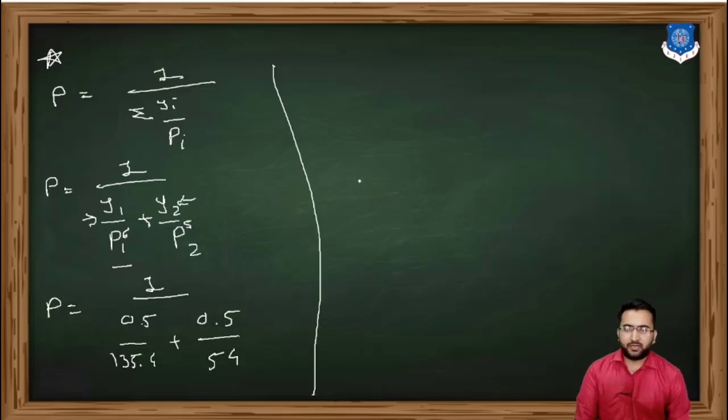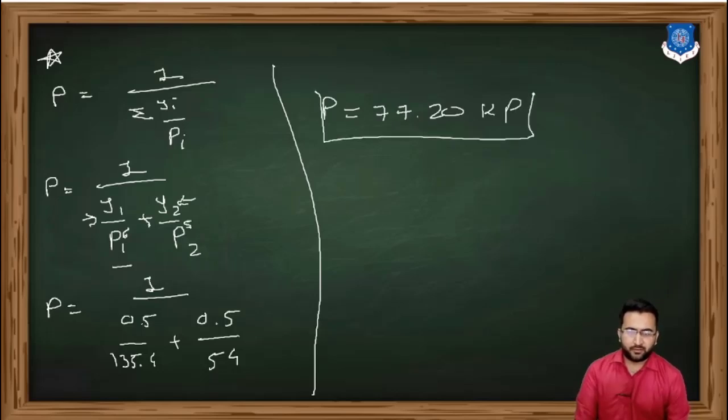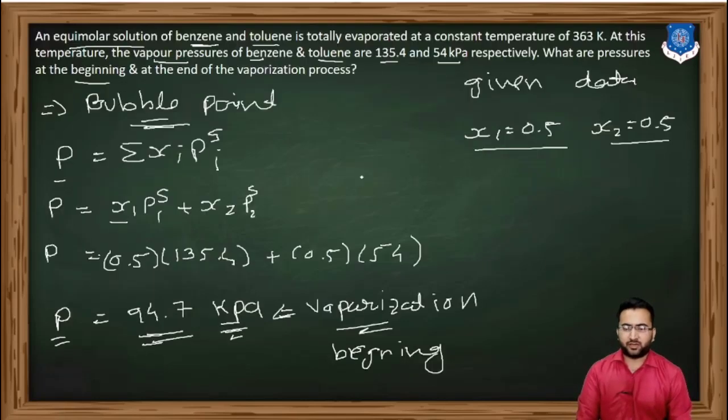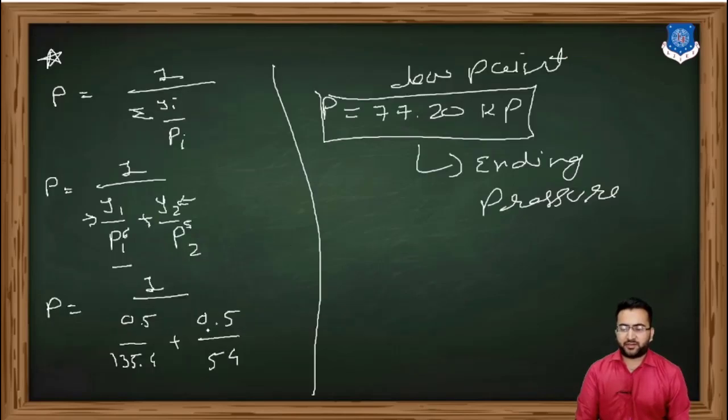If we calculate this term, we will get the value of pressure as 77.20 kilopascal. So it becomes our dew point pressure, or we can say the pressure at which vaporization ends. So it is our ending pressure, or end of the vaporization pressure. For this solution, vaporization will start at 94.7 kilopascal pressure and end at 77.20 kilopascal.